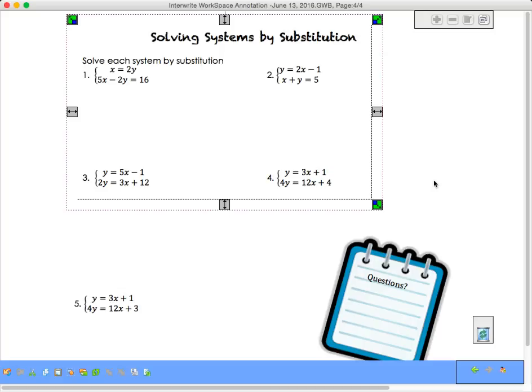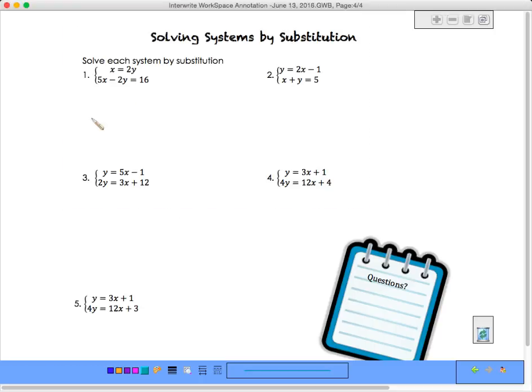Alright, so we're going to be talking about solving systems of equations by substitution. We've already talked about when to use each method. Looking at this, we know to use substitution if one equation is solved for one variable. Here, this has an isolated variable, x is by itself. So this is a good time to use substitution.